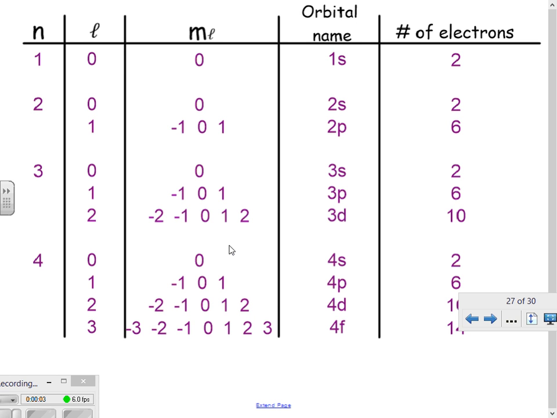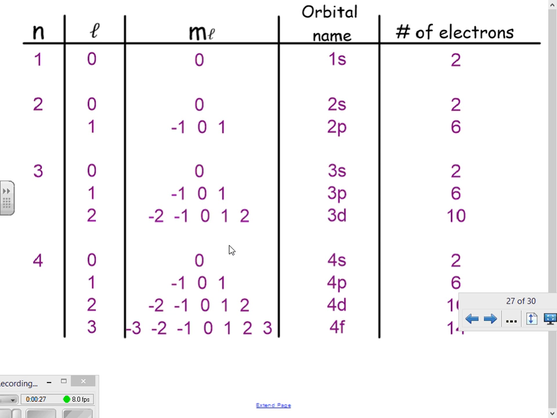So I want to remind you before we start that you should be taking notes on this because you can use it in class tomorrow. I have up for you right now a summary of the quantum numbers up to energy level 4. And what I've written in the last two columns, instead of writing plus and minus 1/2, I've given you what the orbital names are and how many electrons they have.